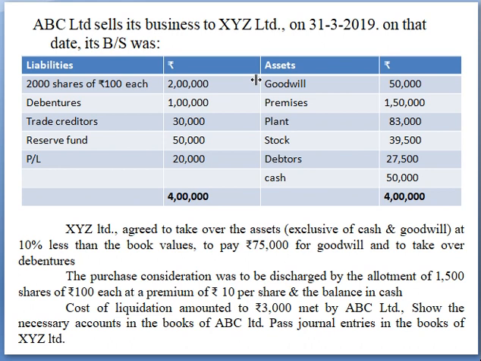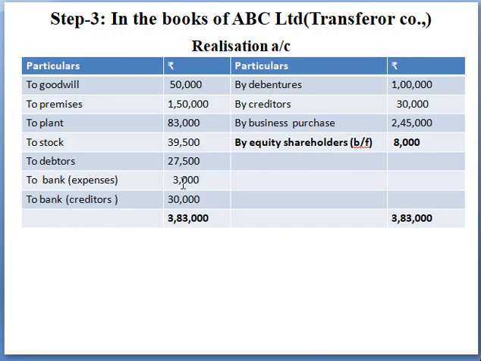Now so to goodwill 50,000, to premises 1,50,000, to plant 83,000, to stock 39,500, to debtors 27,500. Now see here I have entered all the assets, from goodwill to debtors. This is your first one.